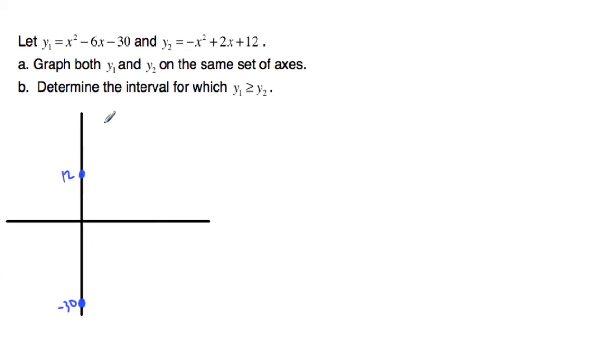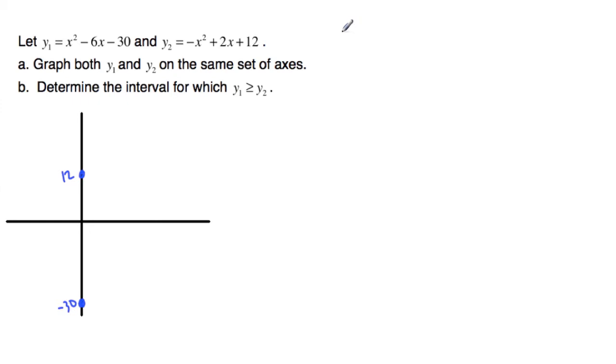Let's find the x value for the vertex. Actually, maybe what I'll do is put both of these in vertex form, and that will give me an idea of what's going on. And then I'll also find their intersections, and that will really help me graph this.